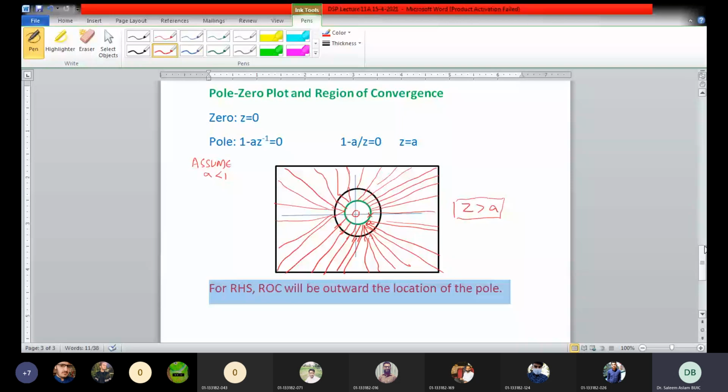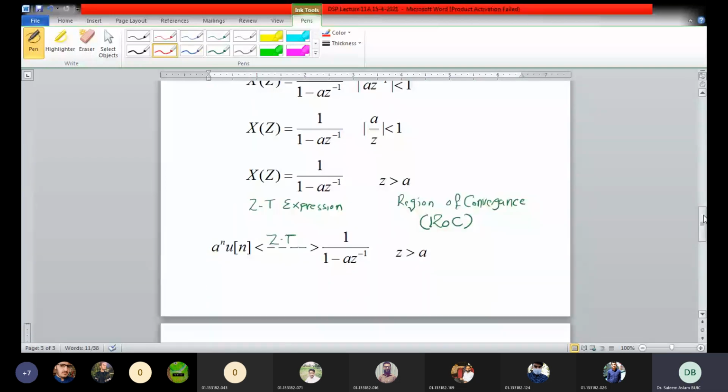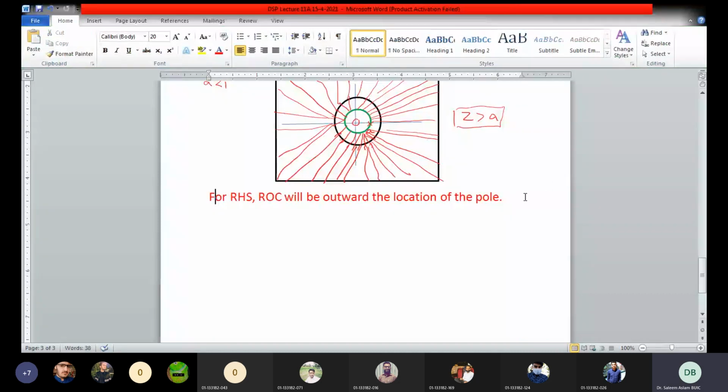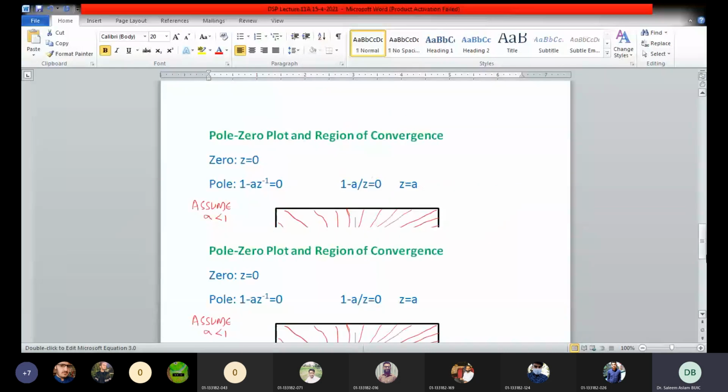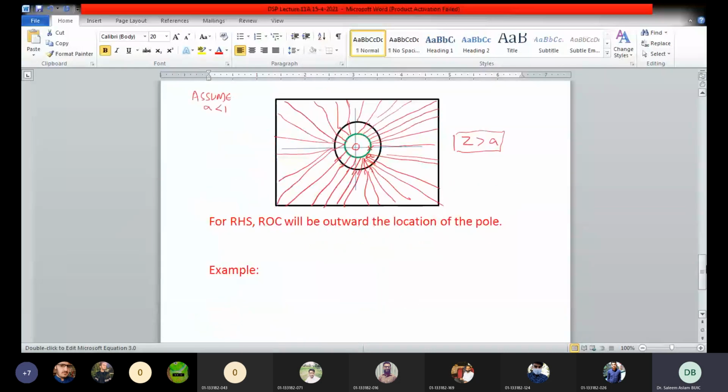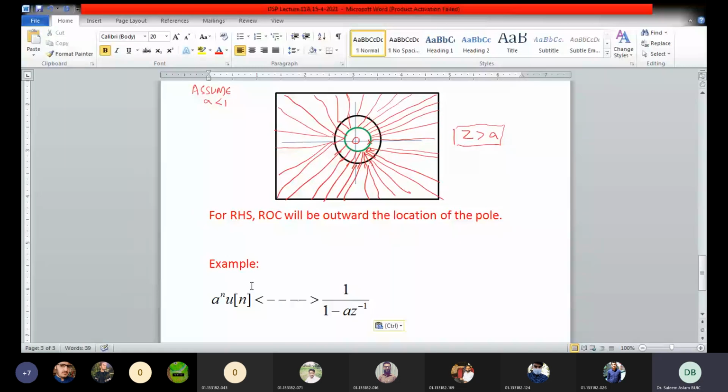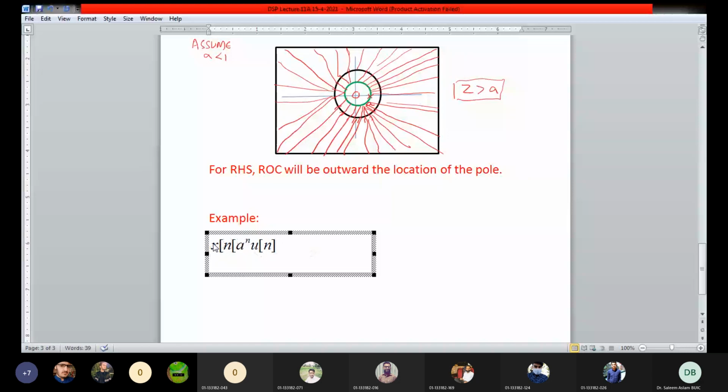Okay. Now let's solve a very simple example. Suppose there are two poles, and x of n is given as 0.5 to the power n u of n plus 0.8 to the power n u of n. Can you tell me what the Z transform expression will be and what the ROC will be?